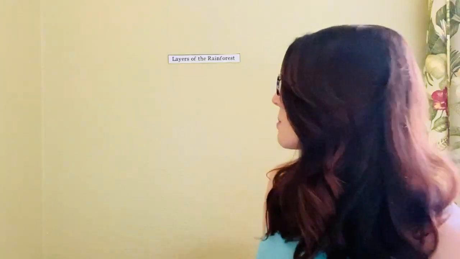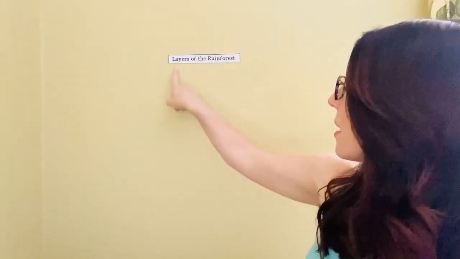Hi boys and girls. Now that you have a better understanding of what a habitat is, we're going to jump right in and learn about some of the habitats on our planet. The very first one we're going to look at is called the rainforest. It's one of my personal favorites, and it's known for having different layers. That's what we're going to look at right now, layers of the rainforest.